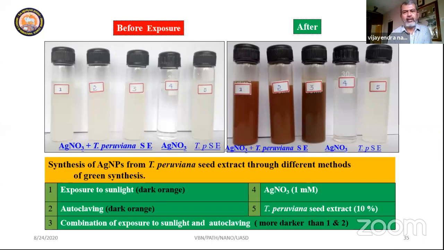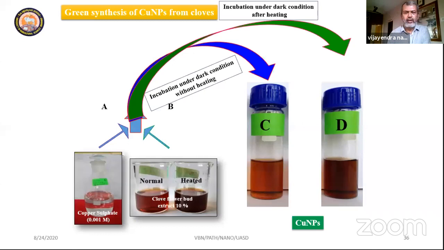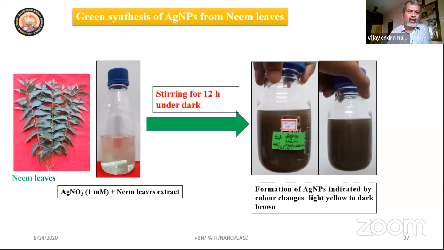Similarly, we synthesized copper nanoparticles. Here we used copper sulfate with clove extract. So boil it or directly use it in different permutation combinations. What we can do is do it after heating or before heating, all the phenomena we tried. In relation to these things, neem leaves also we tried, but in this case only by mere stirring.